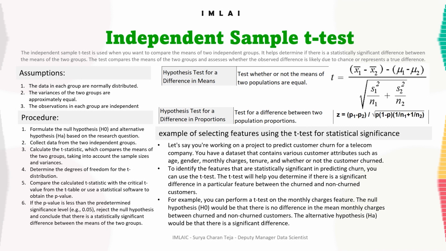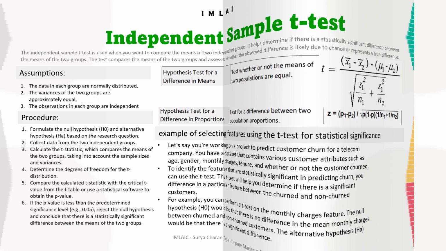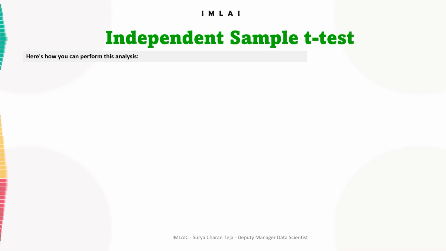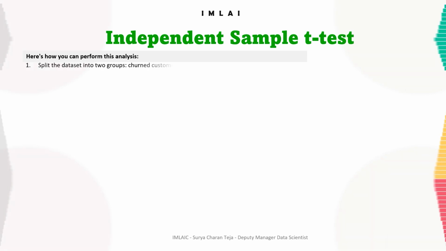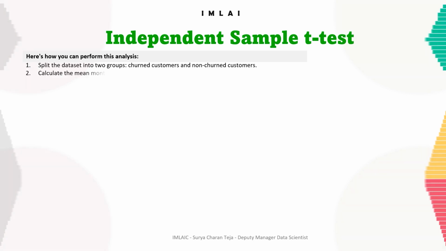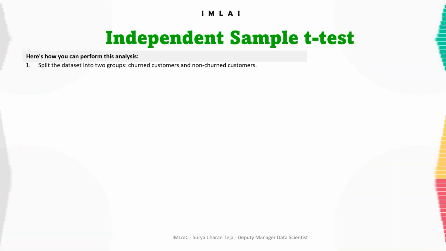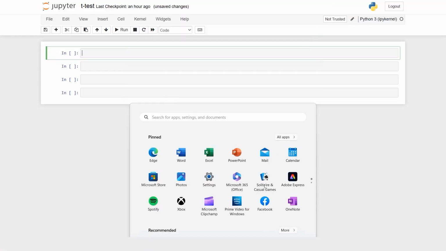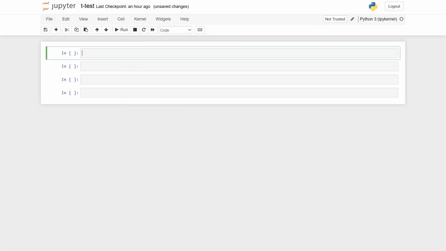Okay, now let's perform this t-test step by step. So here is how we can perform this analysis. Step 1, split the data set into two groups, churned customers and non-churned customers. So let's do that first. Let me get the data set and then let me begin that step. Let me group them into two.